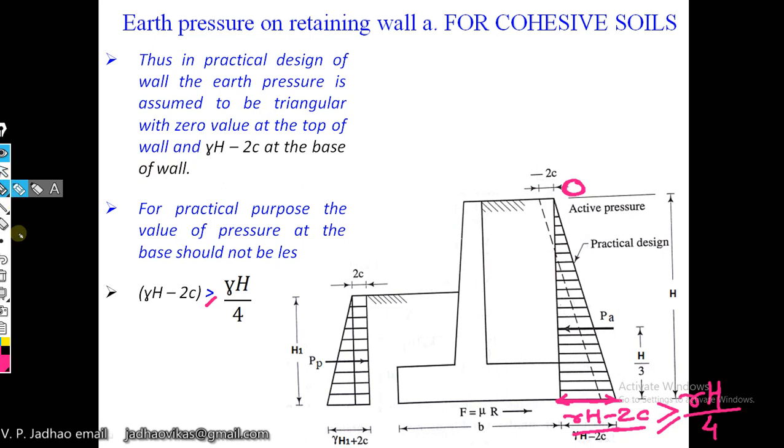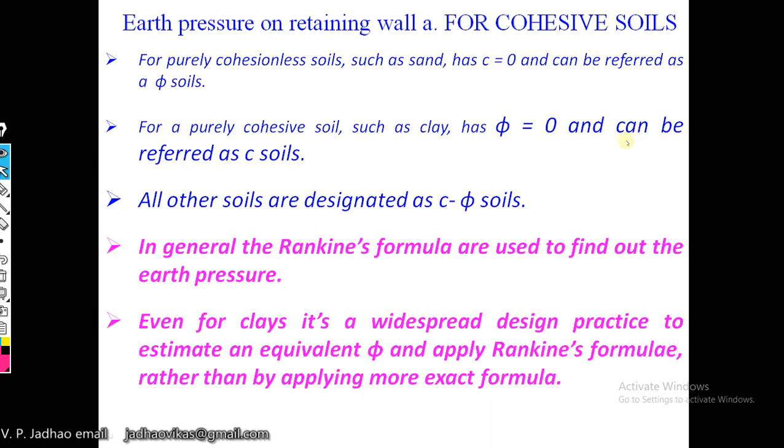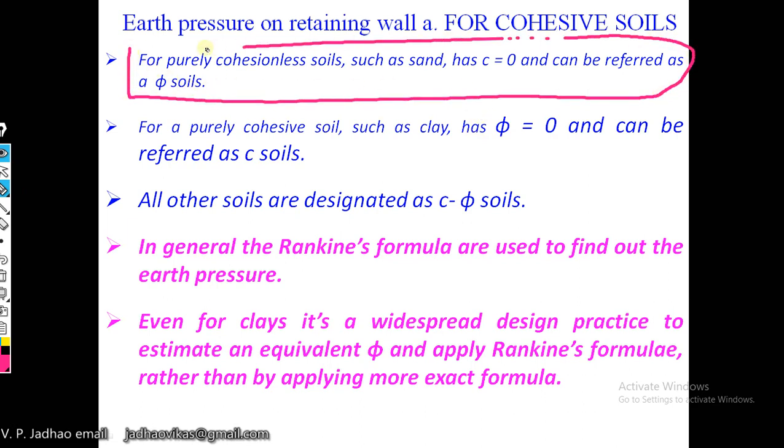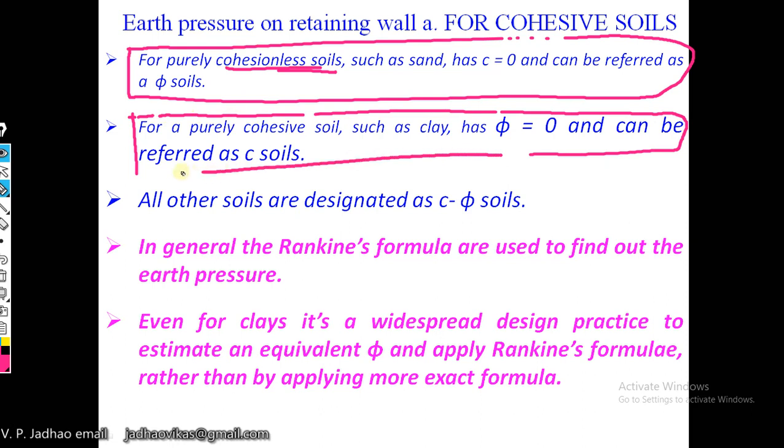But for practical purposes, we won't consider cohesive and cohesionless soil separately. We will just convert to C phi values. For purely cohesionless soils we will be having this C value as 0, whereas for purely cohesive soils we will be having this phi value as 0. This is the angle of internal friction, this will be 0, whereas all other soils are designated as C phi soil.